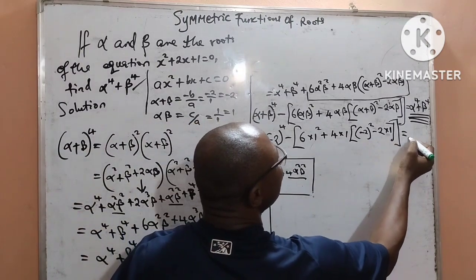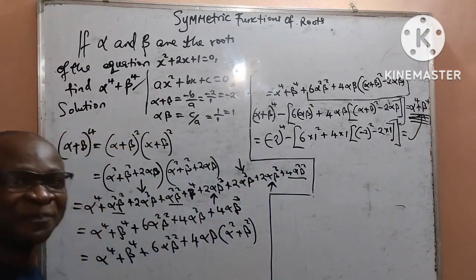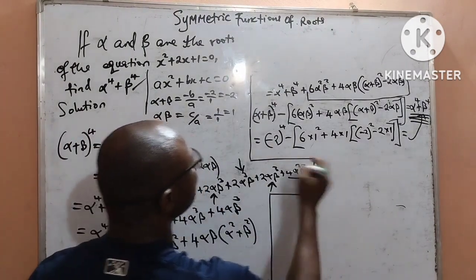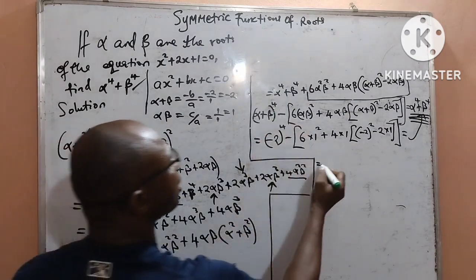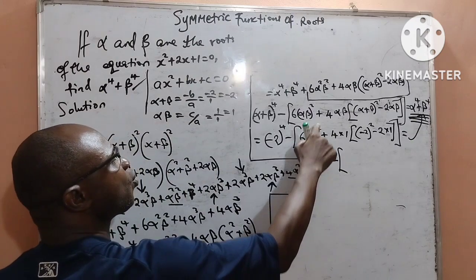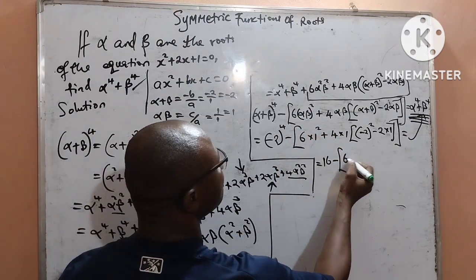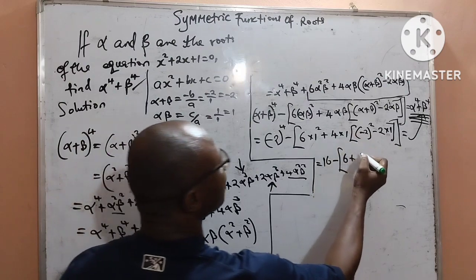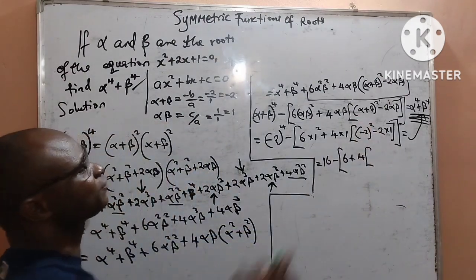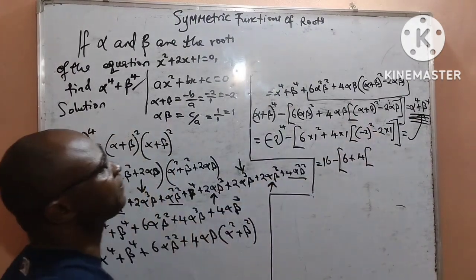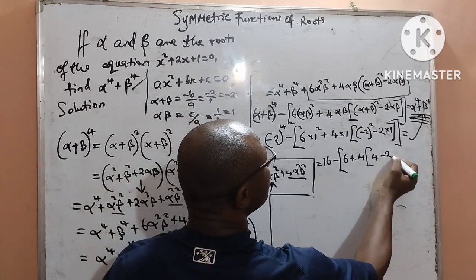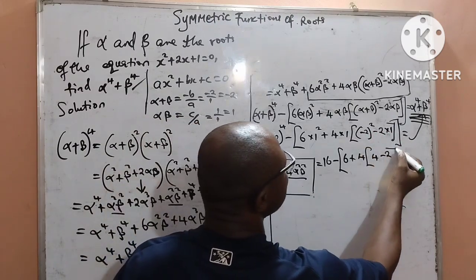The whole thing now is equal to what we are solving, which is alpha to power 4 plus beta to power 4. We continue to move. So as we move, negative 2 to power 4 is going to give me positive 16 minus, inside the bracket I have 1 to power 2 is 1 times 6 will give me 6. Then plus 4 times 1 will give me 4. Then I have negative 2 to power 2 is going to give me 4. So I now have 4. Then minus 2 times 1 will give me minus 2.